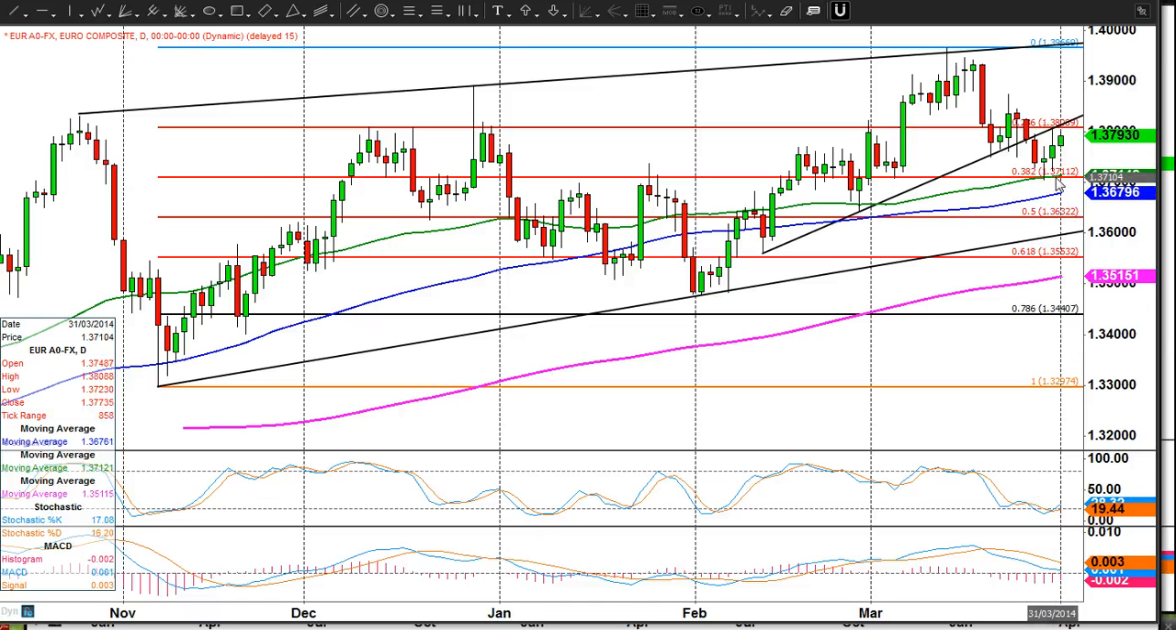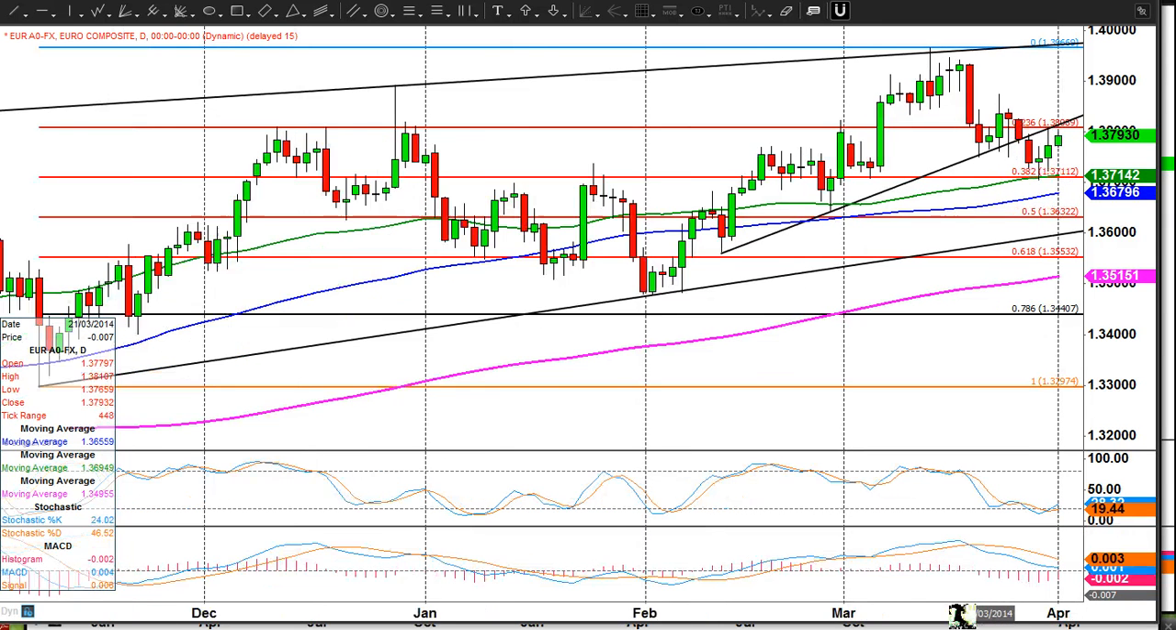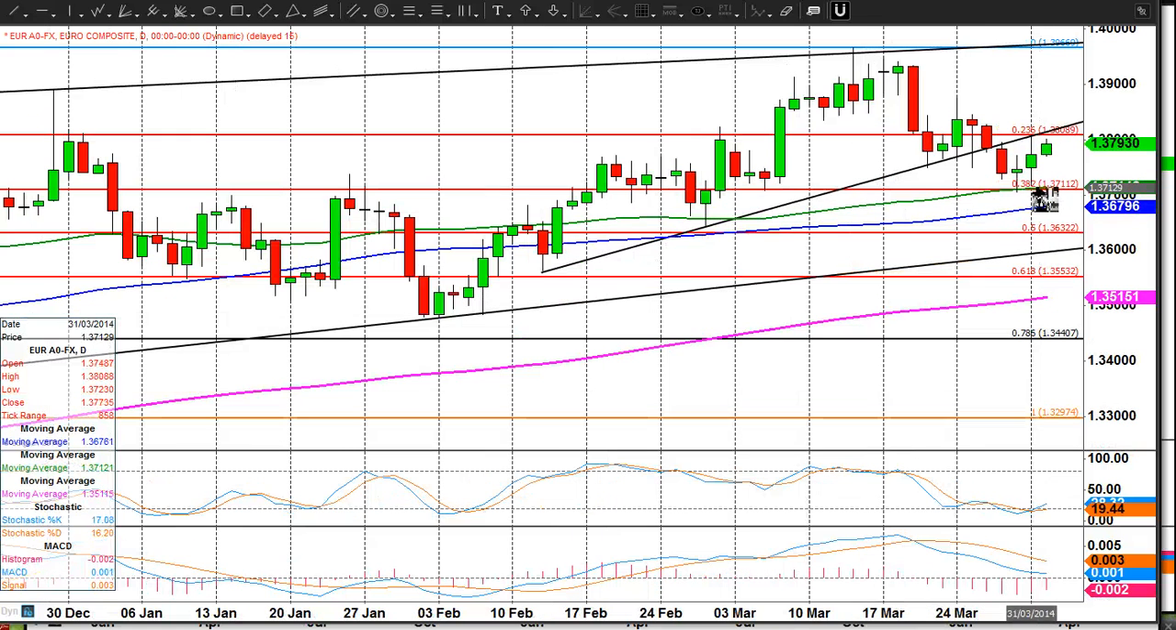We held our fib support level at 137.11, which also coincides with the 55-day moving average, so that worked quite nicely where we were looking for a low and a buying opportunity, and that did work. So we've seen a decent bounce off there now.